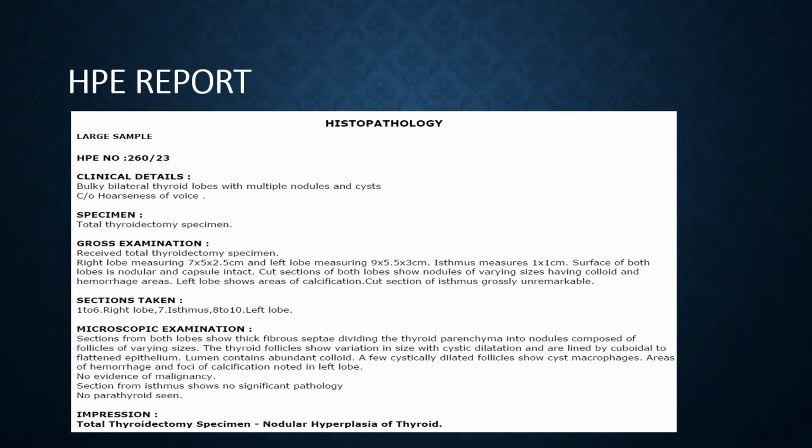Muscular tremors. What is Chvostek's sign? What is carpopedal spasm? Carpopedal spasm, yes, sir. What is Chvostek's sign? Sir, in Chvostek's sign, if you tap over the zygomatic process, facial twitching will happen, sir. And in case of carpopedal spasm, if you raise the blood pressure more than the systolic BP, there is a spasm.